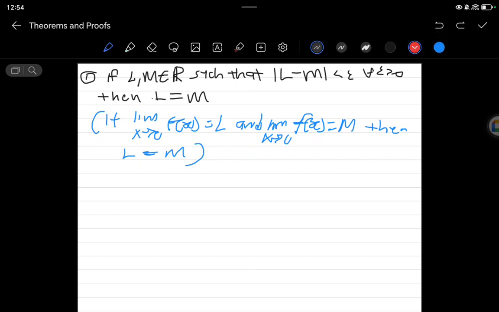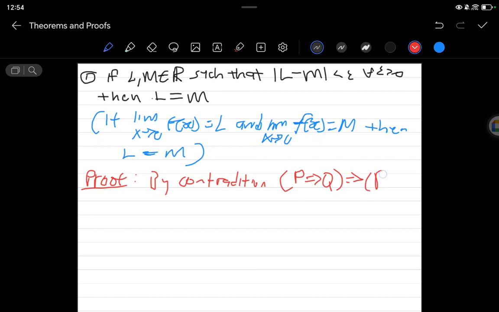Then for us to prove this, we need to prove by contradiction. To prove this by contradiction, where we are given P implies Q, we should assume P and the negation of Q. So we're going to do this.